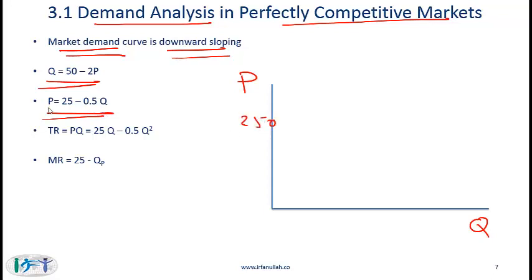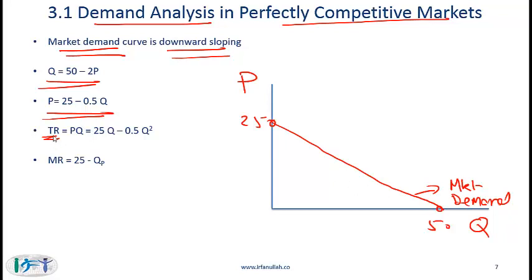And if p is 0, then q is equal to 50. So this is what the market demand curve looks like. So I'll label this market demand. Now, what does the total revenue curve look like?